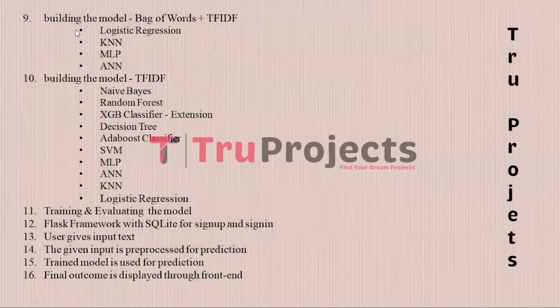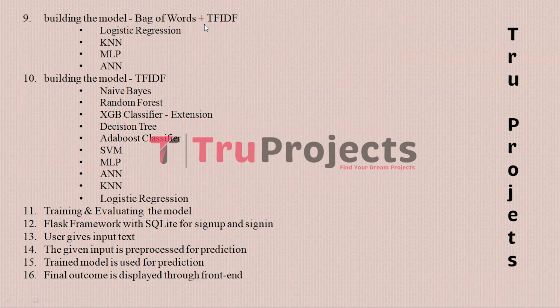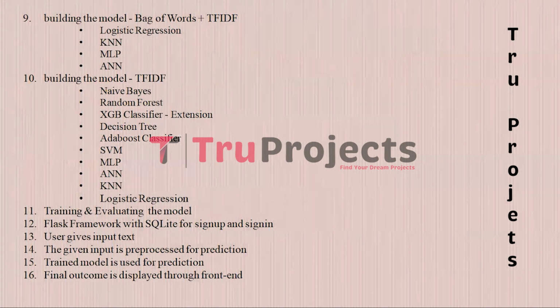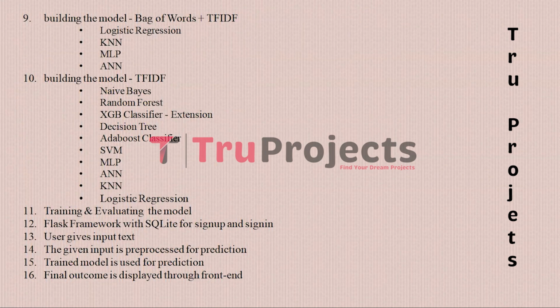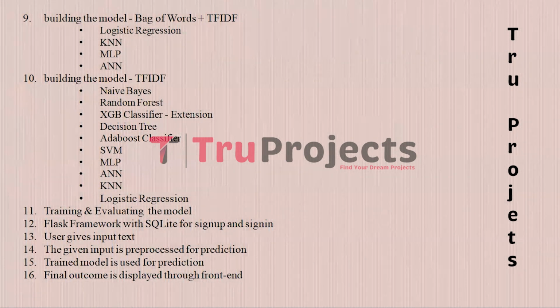The next step is building the model using bag of words and TF-IDF. In this phase, we develop machine learning models that leverage a combination of two text representation techniques, bag of words and term frequency inverse document frequency, that is TF-IDF. This hybrid approach aims to harness the strengths of both methods.